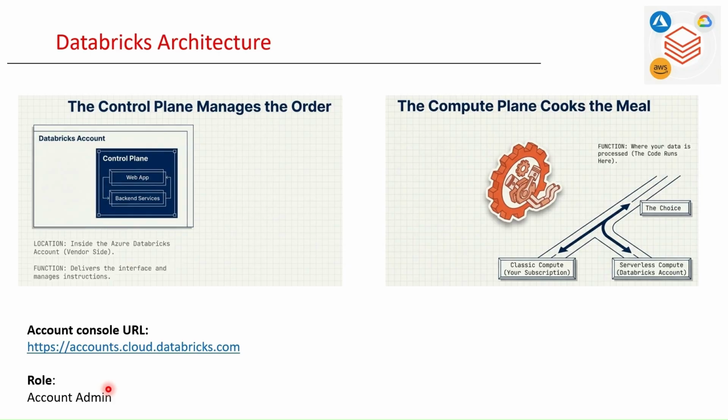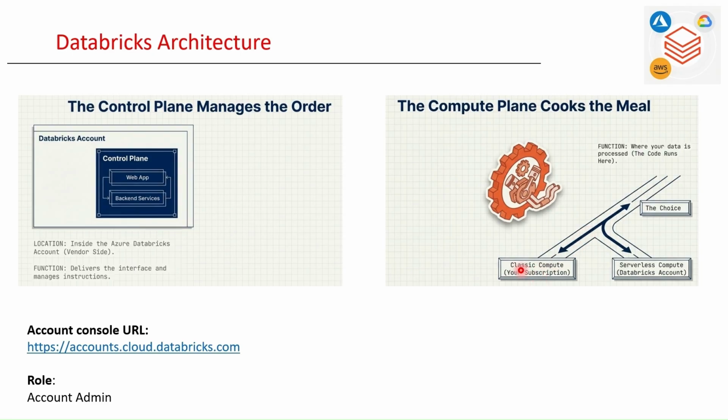Now, the compute plane, if you get this analogy right, is like the cook who cooks the meal. Its function is where your data is processed and the code runs. Within the compute plane, there are two types of compute options that you have. One is classic compute.